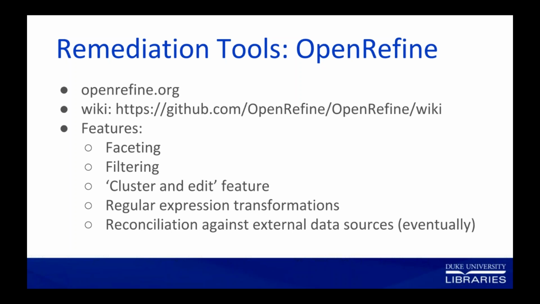Since OpenRefine has been covered really well in a lot of presentations, I'm not going into a lot of specifics, but briefly, I can accomplish a lot of the work using the faceting feature. Filtering, cluster, and edit is really an excellent way to take a low-hanging fruit approach to remediating the metadata. And regular expression transformations, it's nice that that's integrated as well. And of course, there's the ability to reconcile your data against external data sources. We haven't done that yet, but hopefully we will get there soon.